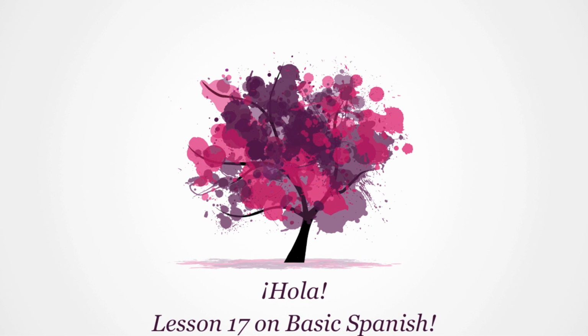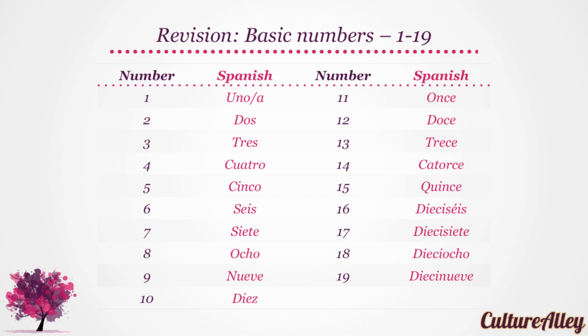Hola, this is Español Lesson 17. Let's revise basic numbers that we learned in the last lesson. 0 translates to cero. 1 becomes uno or una.